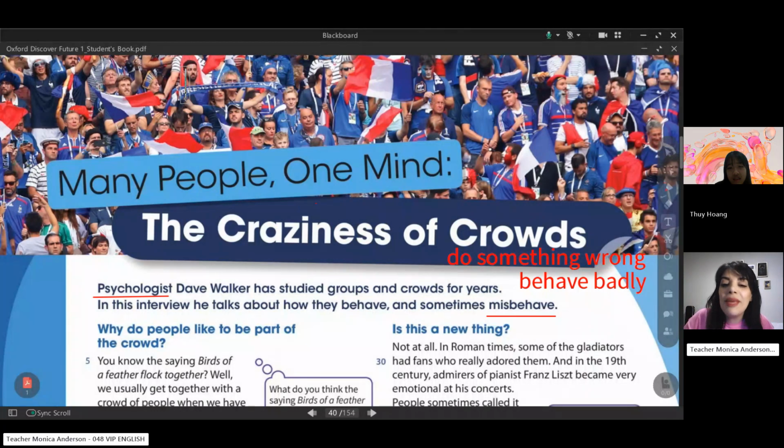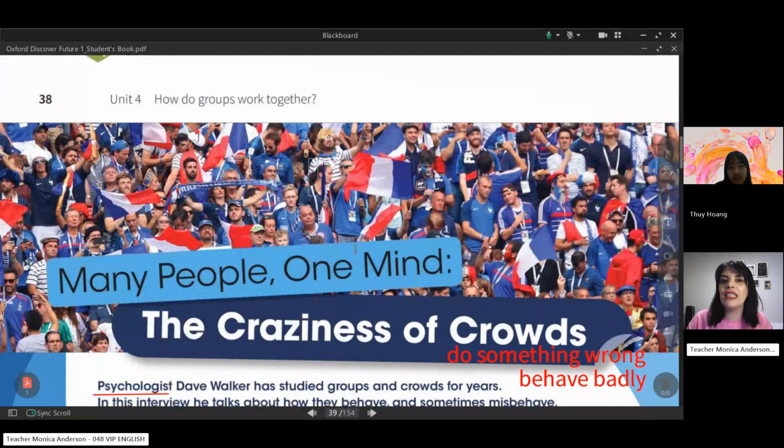So it means, when people are in a big crowd, they all think and behave in the same way. And this can sometimes cause bad behavior. Sometimes they actually behave badly. So this is the title.